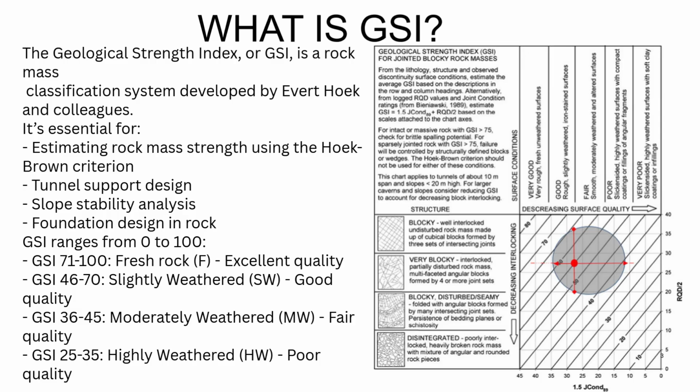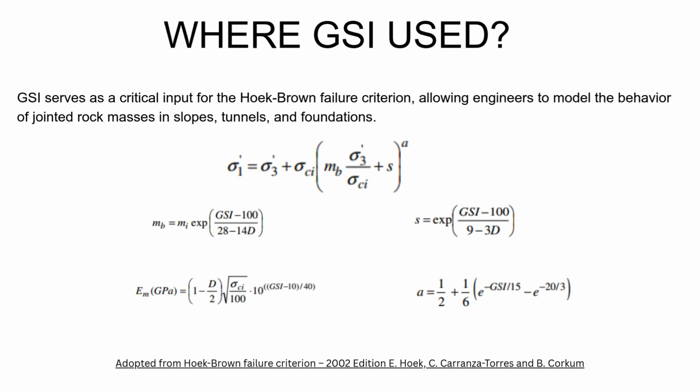But this approach has some problems. It's subjective. Different engineers get different values. It doesn't capture variation with depth. It's difficult to justify in reports. Our GSI calculator solves these problems using the quantitative GSI method based on measurable joint parameters.